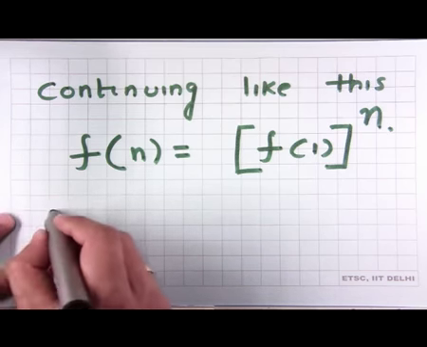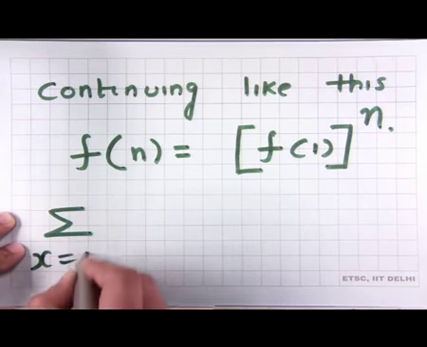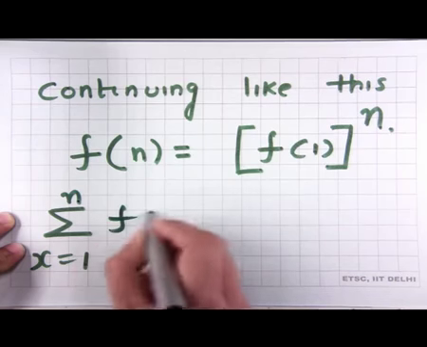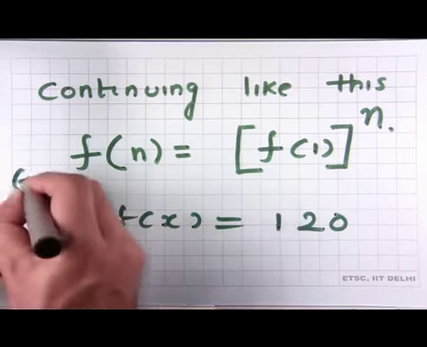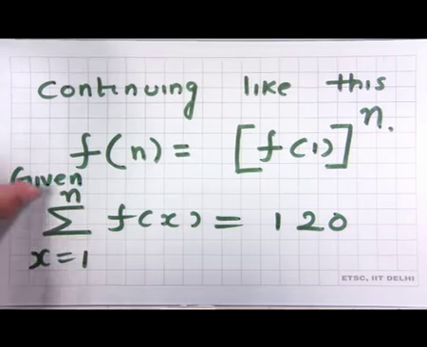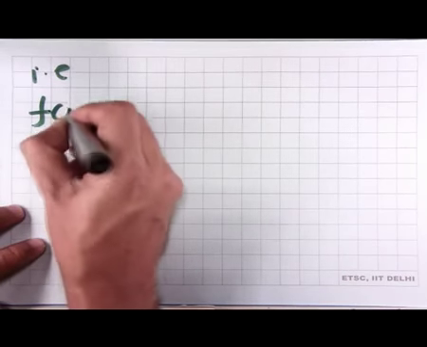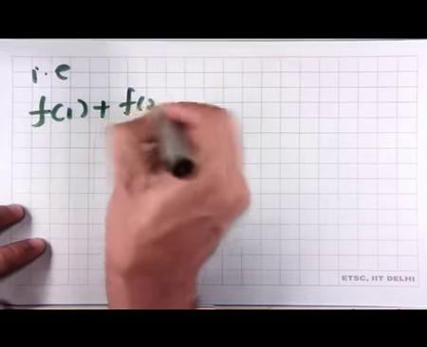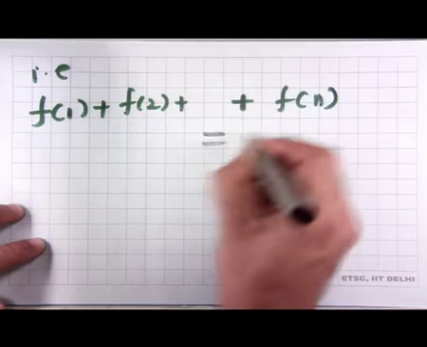Now, we are given that the summation x is equal to 1 to n f of x equal to 120. This is given. That is, f of 1 plus f of 2 plus etc. up to f of n is 120.